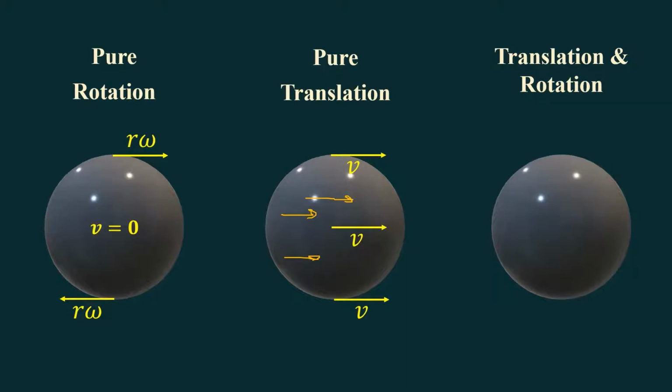And then translation and rotation, well, that's when you have both. And in this case, you have linear motion of the center of mass going forward. Then as you go out from the center of mass, you're going to get rotational motion, and it's more as you go outwards. So you're going to have, going outwards, v equals r omega, assuming that's rolling without slipping.